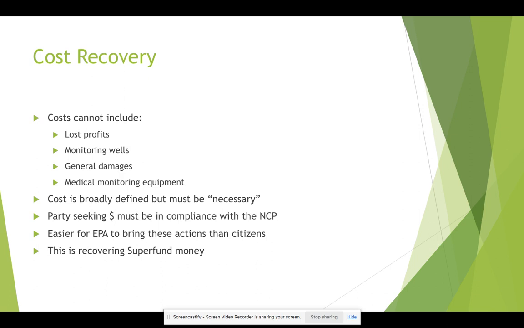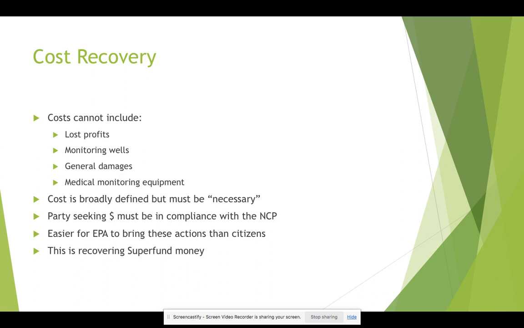So it has to be necessary. Whoever that party is, be it the EPA or an individual or a corporation, they have to be in compliance with the National Contingency Plan. And again, the EPA knows how to do it. It's harder for private citizens to bring that. And if you're recovering, if the EPA has done it, that's the Superfund money, right?